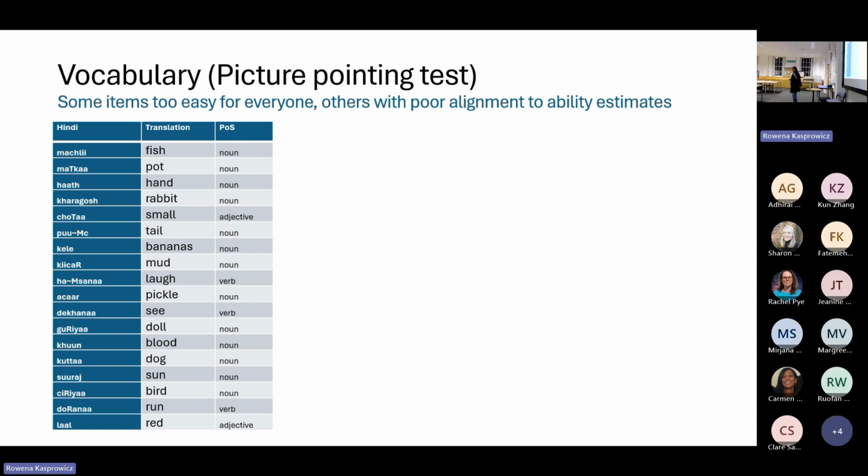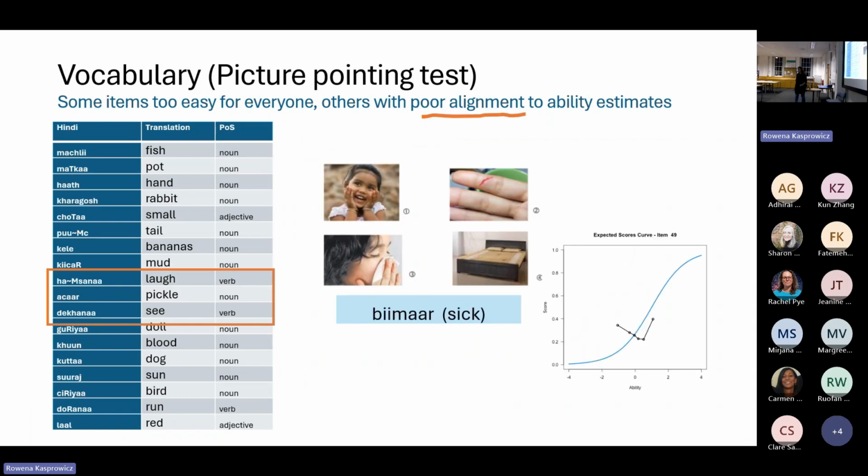We had too many easy words when we came back after our first round of about 150 children, we had about 200 items. These were all the very easy words. I'll just take 3 from here. Laugh, pickle, which is achar in many of these languages, and to see. When we reviewed this, many of these words were shared across the languages of the region, and these were really true early vocabularies.